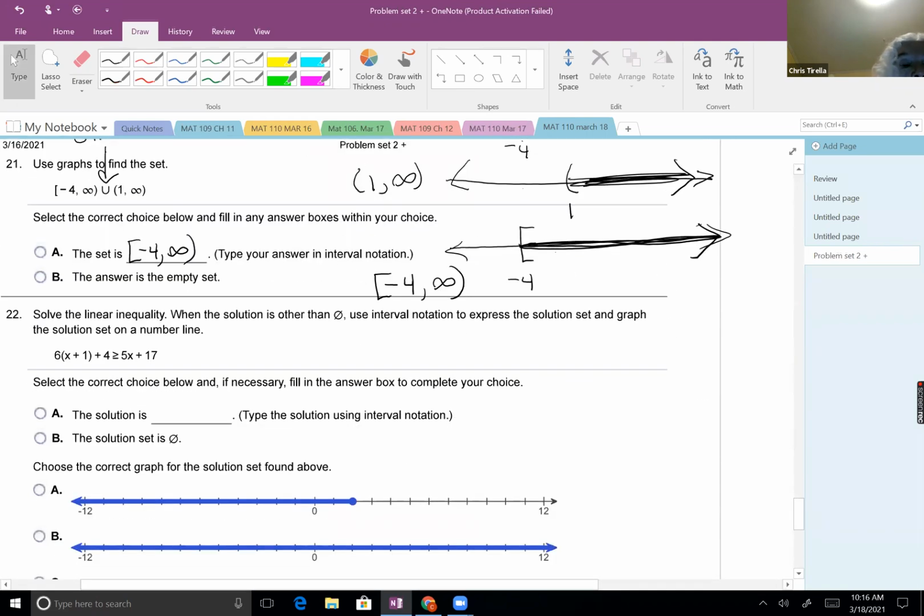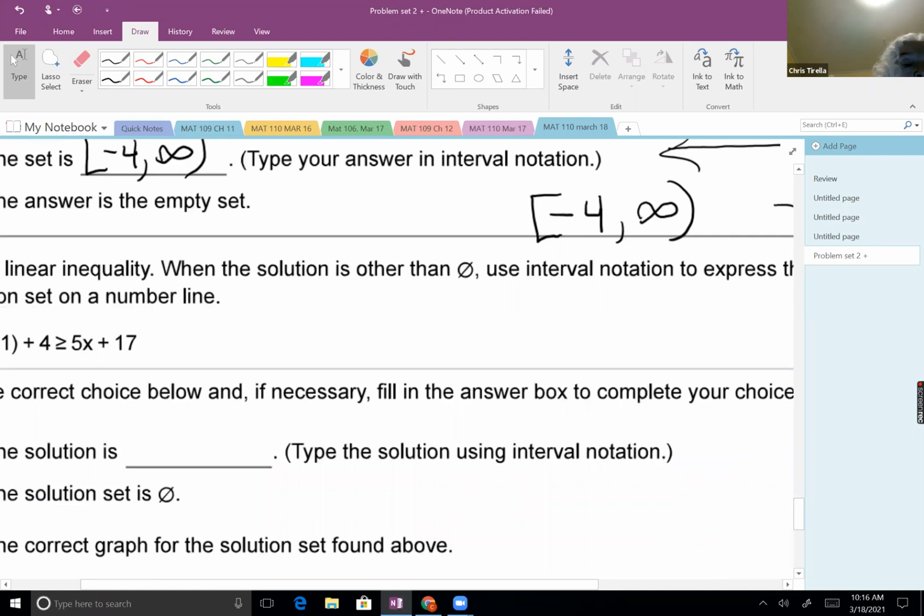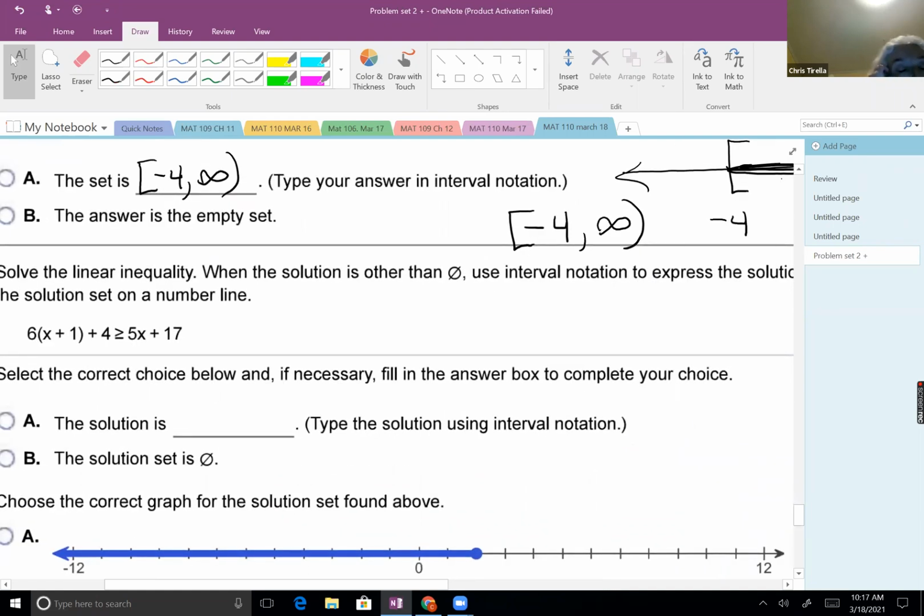Next question asks us to solve a linear inequality and choose the right solution from the number line graphs below. They want us to type our solutions in interval notation. And we've got 6 times (x plus 1) plus 4 is greater than or equal to 5x plus 17. Again, solving these inequalities is real similar to solving an equation. Just remember, you need to be careful if you multiply or divide by a negative number. And so I'm going to be quiet for a minute and ask you folks to work on this one.